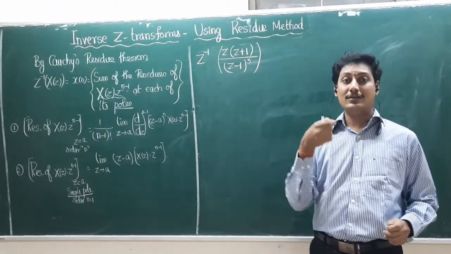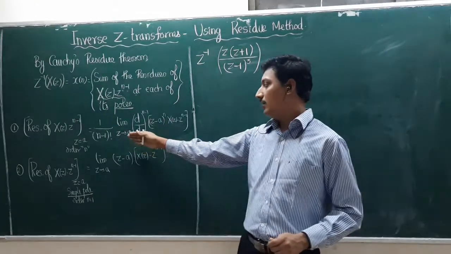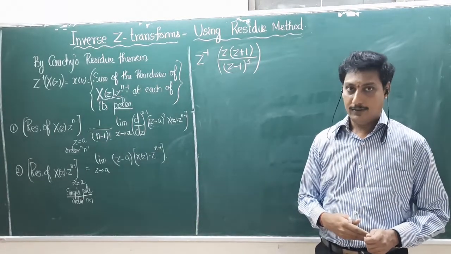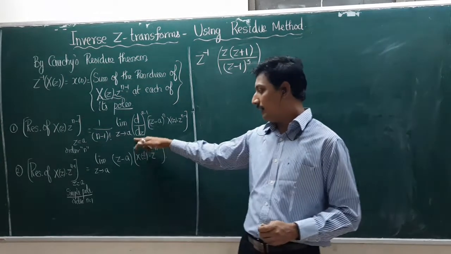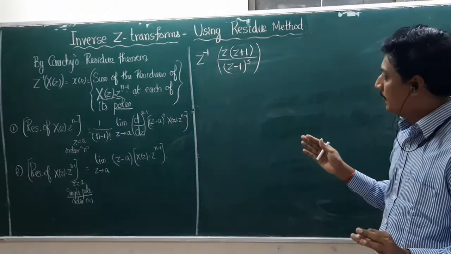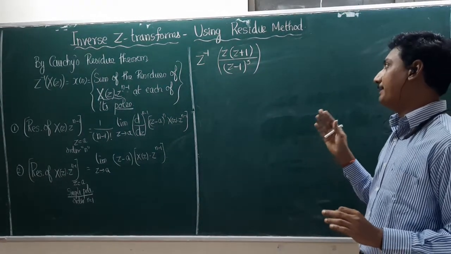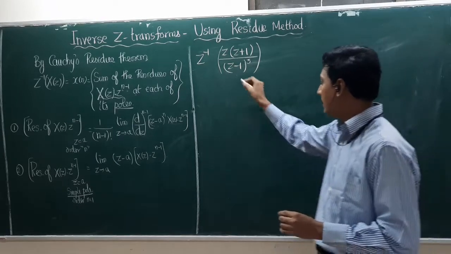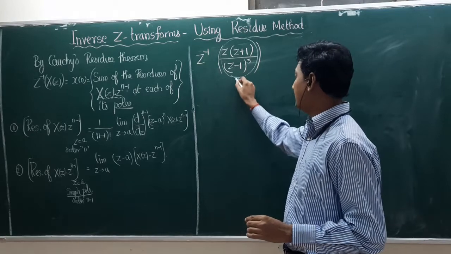So how to determine the residue value? This is the formula for the residue of the pole of order n. If n equal to 1, it is called the simple pole. That's it. Now to see this question, find the inverse of z into z plus 1 by z minus 1 whole power 3. Power 3 is there. So this is my X of z, isn't it? This is my X of z.